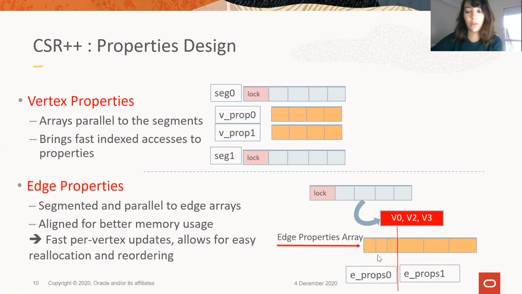So this way actually allows for a better, fast per vertex update, meaning that if you want, for example, to update an edge, we don't have to copy the whole edge property array of the whole segment, of the whole vertices of the same segment, but we can only update a certain given specific edge property array in a separate way. That allows also for easy reallocation of the property arrays and then easy reordering.